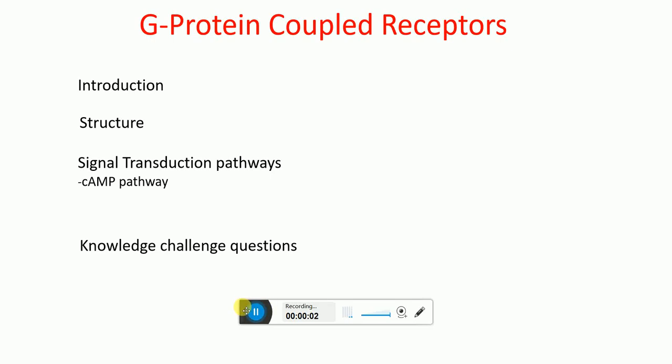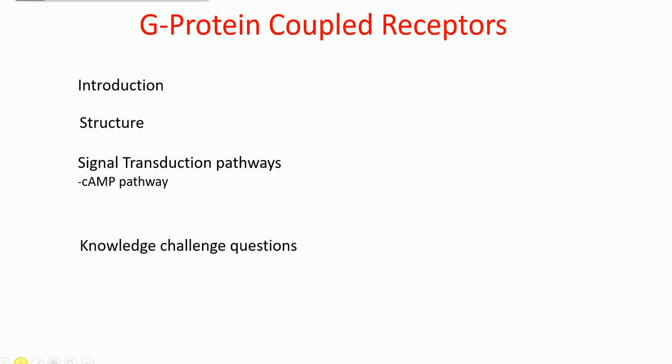Hello guys, good morning. In this lecture today, I'm going to talk to you about G protein coupled receptors. The overview of today's lecture will be the introduction of the G protein coupled receptors and also the structure of G protein coupled receptors and how the signaling occurs via G protein coupled receptors, but my emphasis will be on the cAMP pathway. And finally, I'm going to ask you a question which will test your knowledge of the lecture. Okay, so this is going to be the overview of today's lecture.